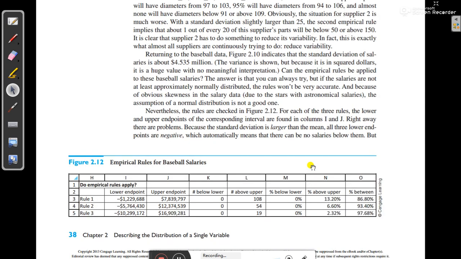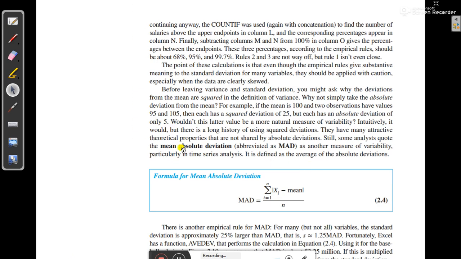And the next point is the mean absolute deviation. In the mean absolute deviation equation, you can see here that there is no square or square root. That is simply the sum of the absolute value of x_i minus the mean, divided by n. Okay.